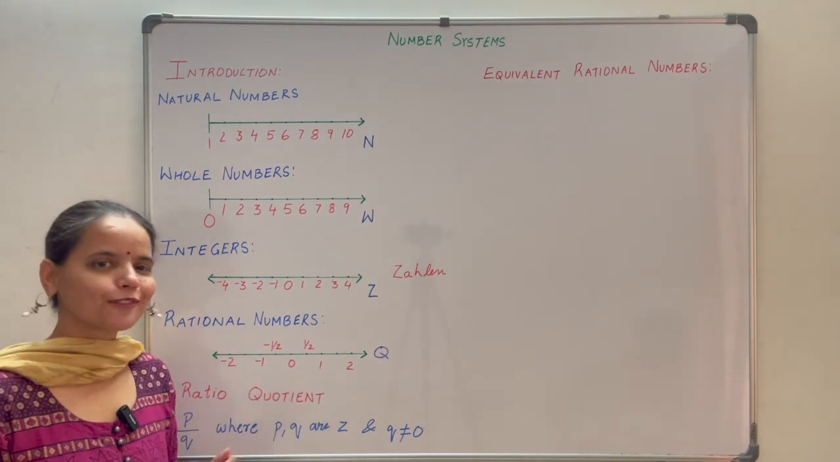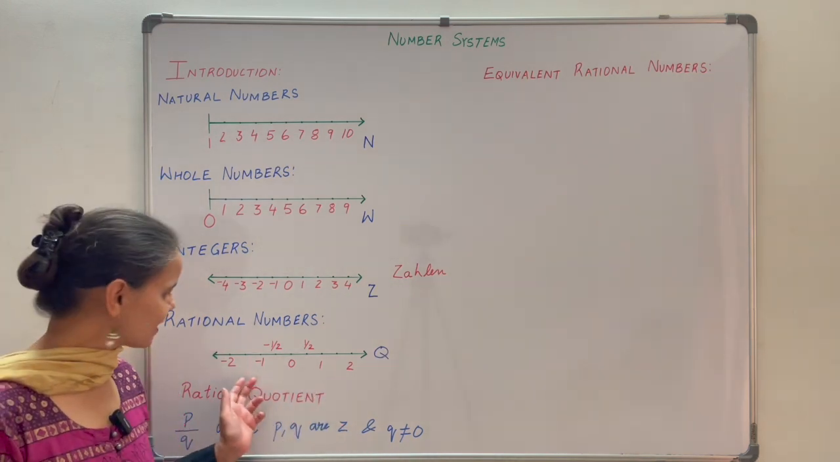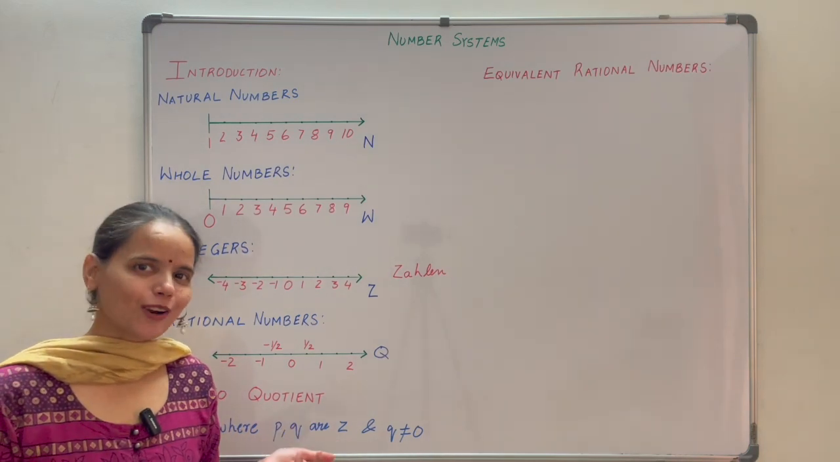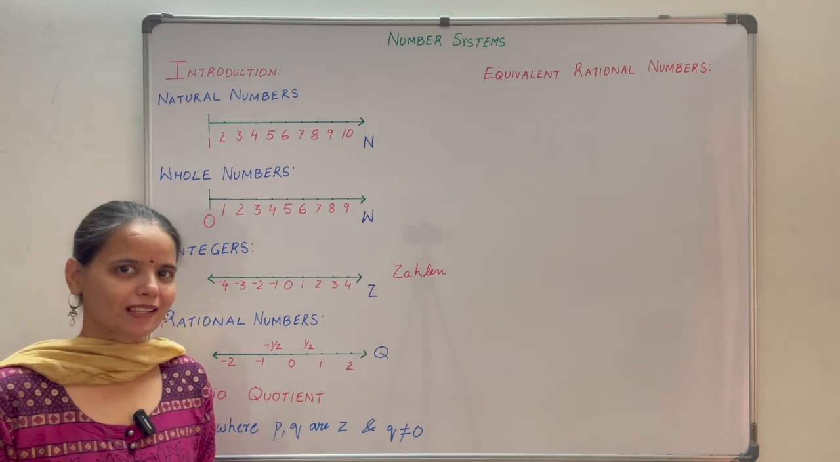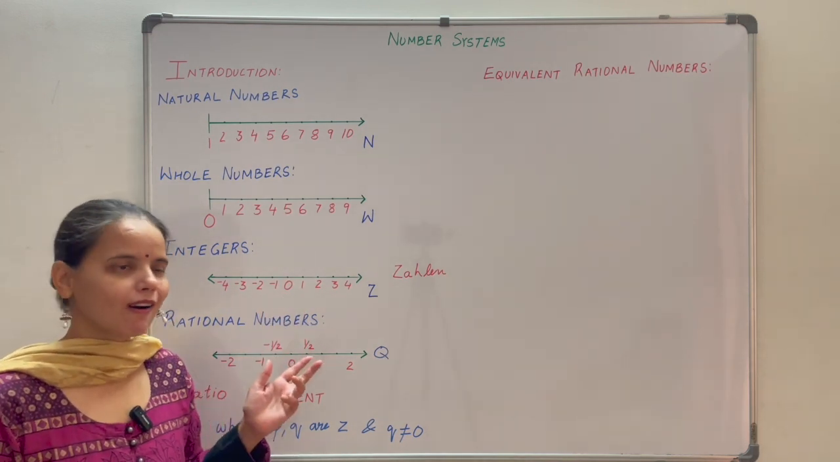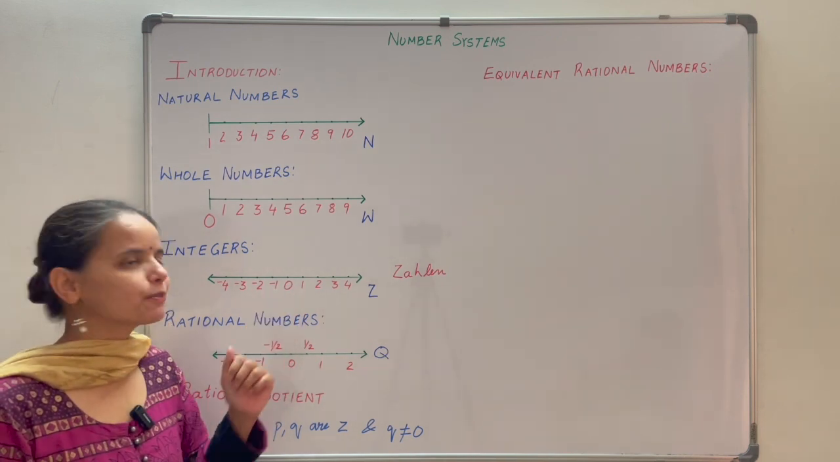Rational numbers. This is the number line for rational numbers. It consists of 0, positive numbers and negative numbers. It goes to infinity in both the directions. Then what is the difference between the number line for integers and that of rational numbers? If I ask you, how many integers are there between 0 and 1 or between 0 and minus 1? You can clearly see that there are no integers between them.